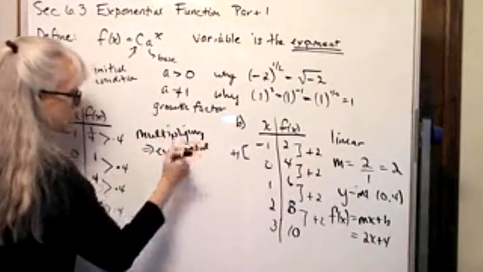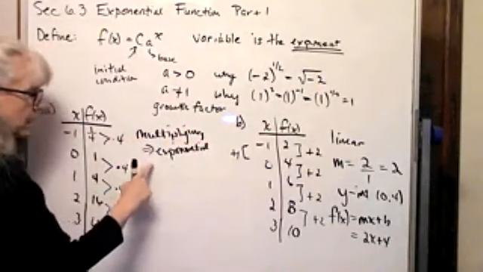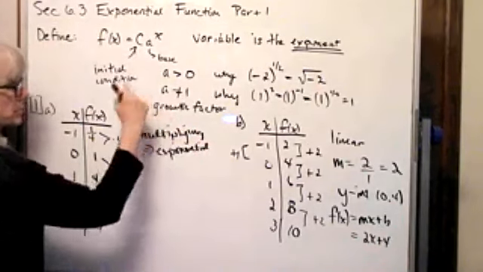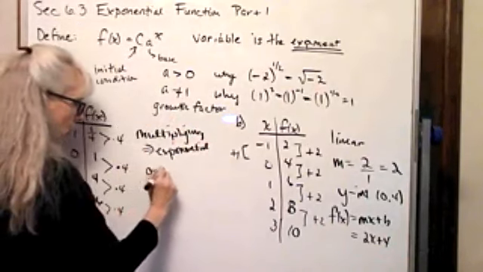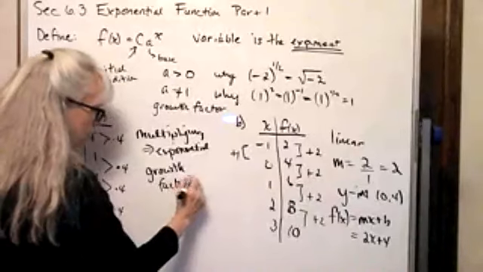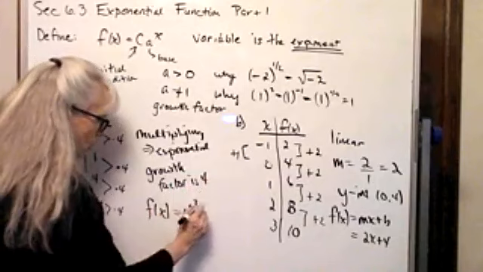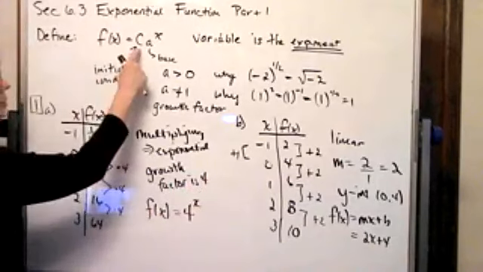And it's multiplying in terms of the y values. The x values are just going to be increasing by 1. But it's also telling me that the growth factor is a 4. So our growth factor is 4. So we're going to call this function f of x is equal to 4 to the x power. Now c over here is going to be a 1.